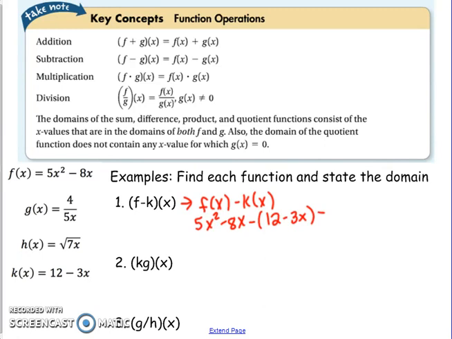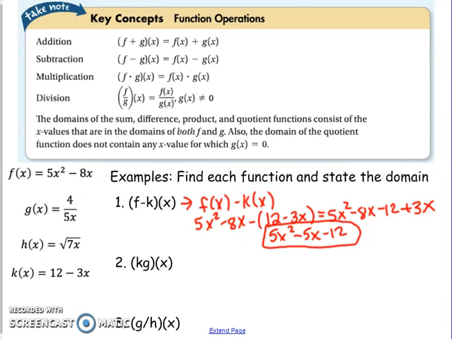So this becomes 5x squared minus 8x. We're going to distribute the negative to get negative 12 plus 3x. And then we're going to combine like terms. So 5x squared minus 5x minus 12. Okay, and then we also have to find the domain. So this is a quadratic, so the domain would be all real numbers. Okay, so we want to have both as part of our answer.